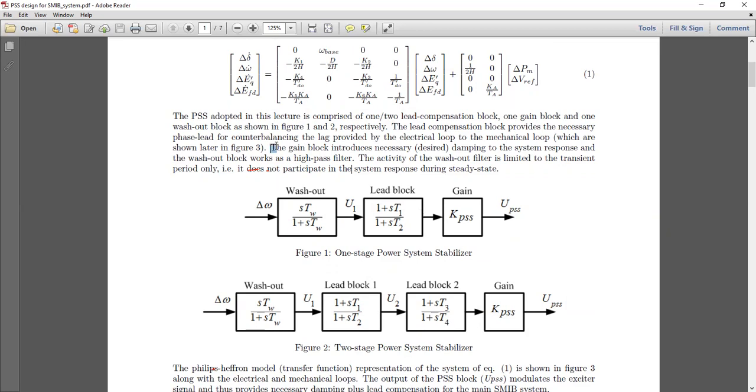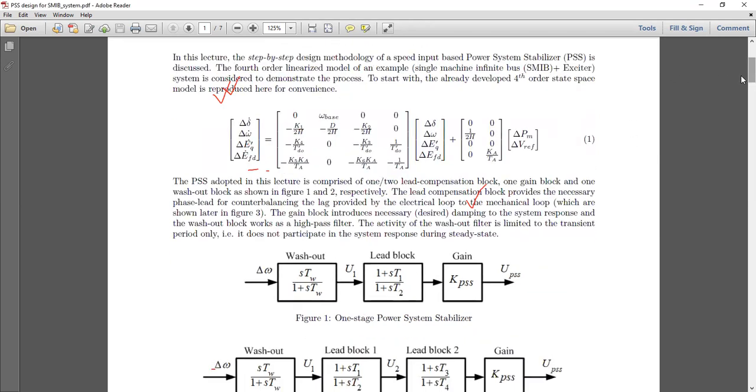Okay, so the gain block, that means this block over here, the job of the gain block is to produce a sufficient amount of damping to the unstable system. Remember the system that we are taking into consideration, initially the system is unstable. We are assuming the gain value Ka to be of such a magnitude that would drive this system into instability or unstable zone. And then we are trying to design this PSS to bring the unstable system back into the stable zone. So that is the target.